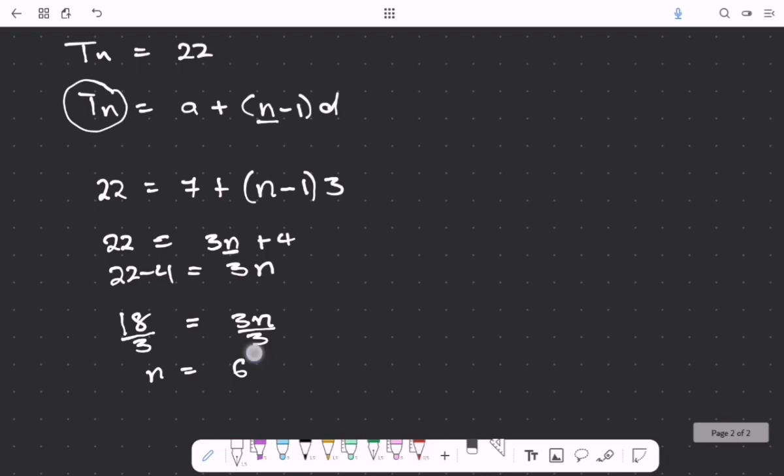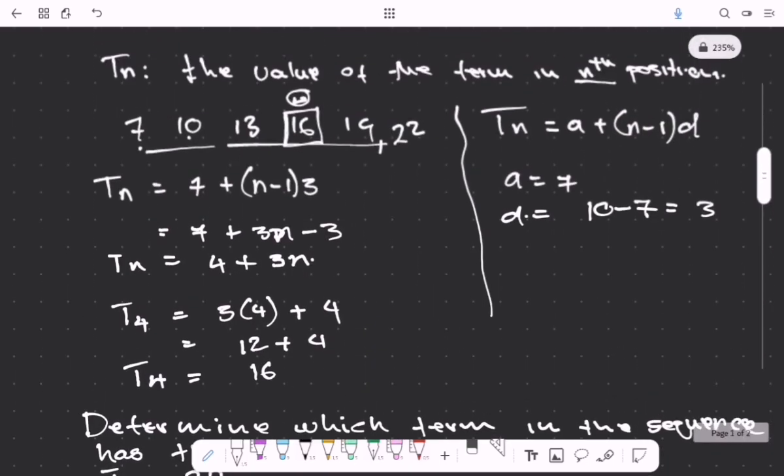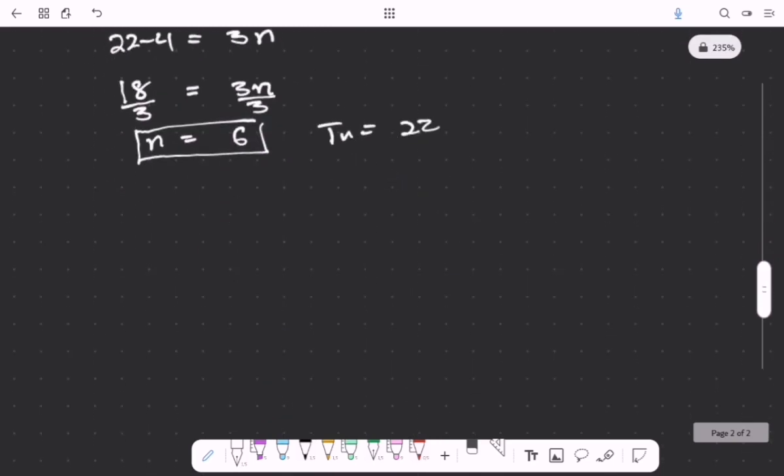Right, so we have now found the position in which we find Tn is equal to 22. So when n is equal to 6, Tn is 22. Let's go back to our sequence. Let's count 1, 2, 3, 4, 5, 6. Indeed, 22 is in position 6. You get it here.